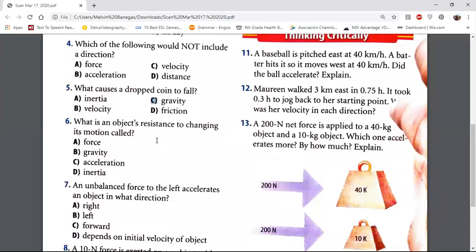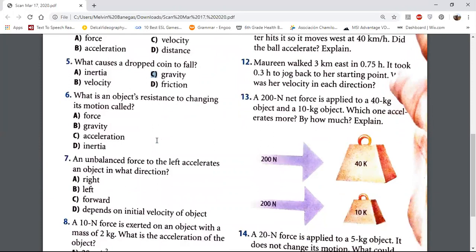Okay, let me know when you're ready. Okay, so go ahead. Loani, read number 6, please. Okay, so we have force, gravity, acceleration, and inertia. It's inertia, absolutely.